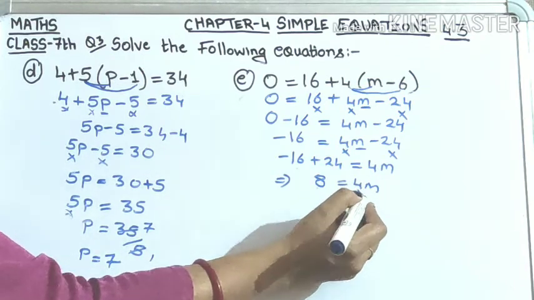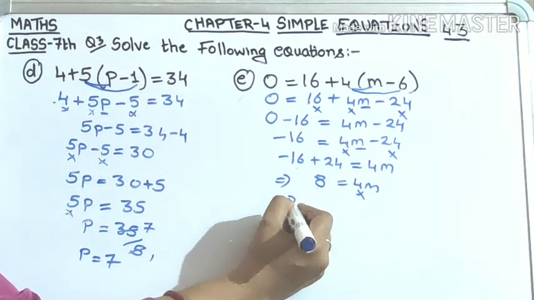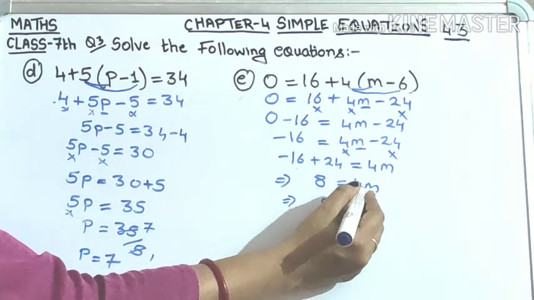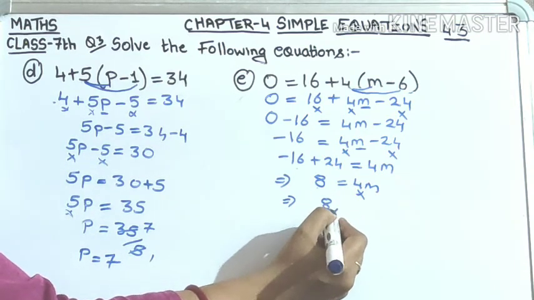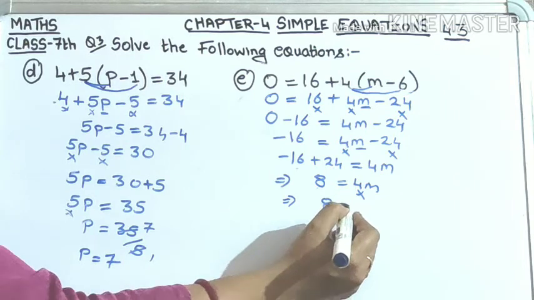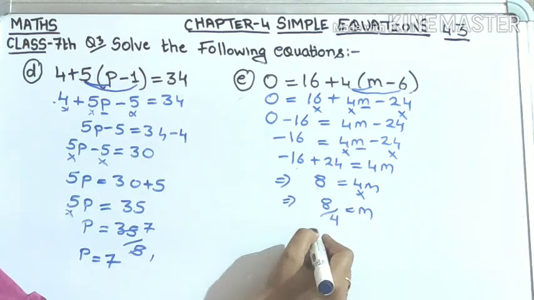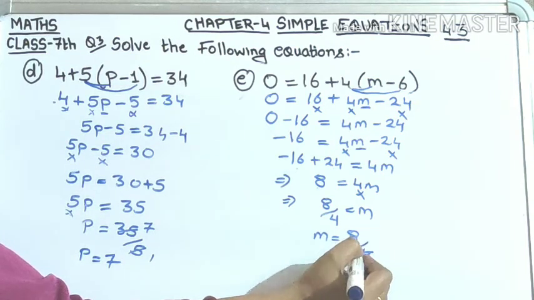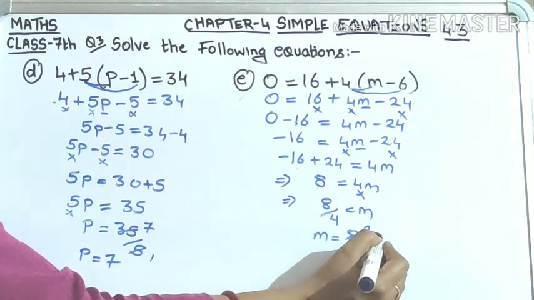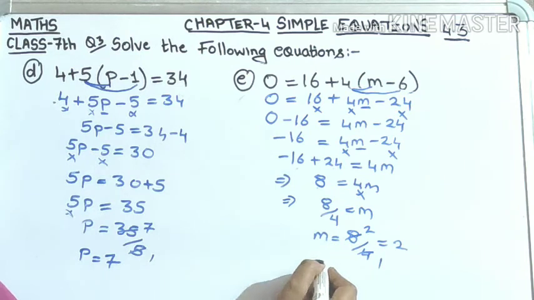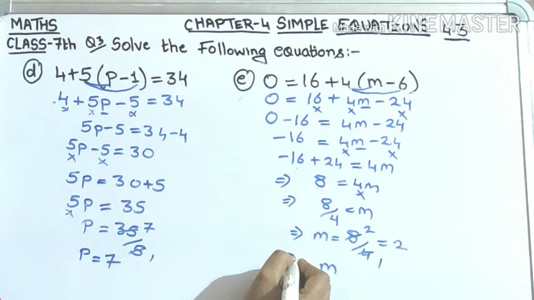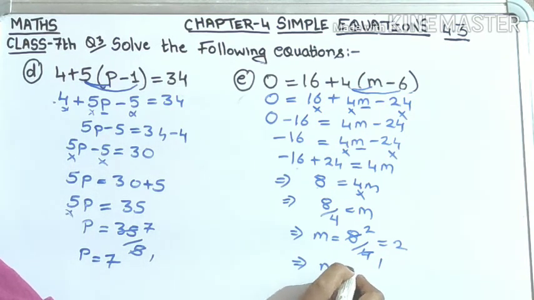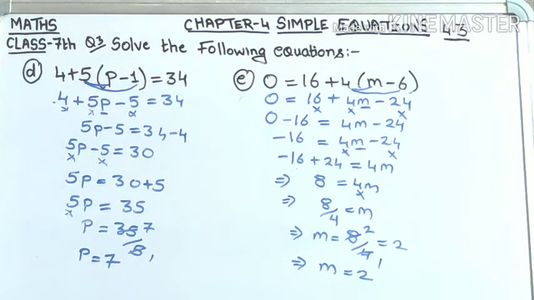Now we have to remove this 4 with the variable m. So 8, it will come down, it will come in the denominator, it will become 8 upon 4 equal to m. Now we can write it as m equal to 8 upon 4. Cancel it, 4 1s are 4, 4 2s are 8. We got the value of m equal to 2. So m equal to 2 is the answer for E1.